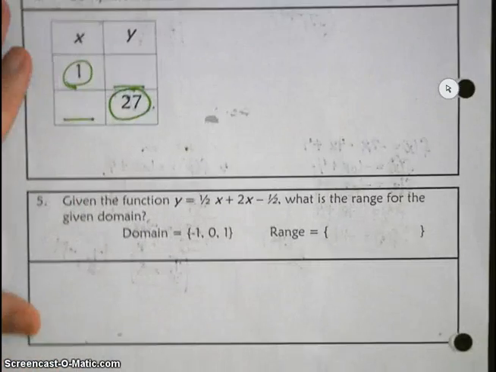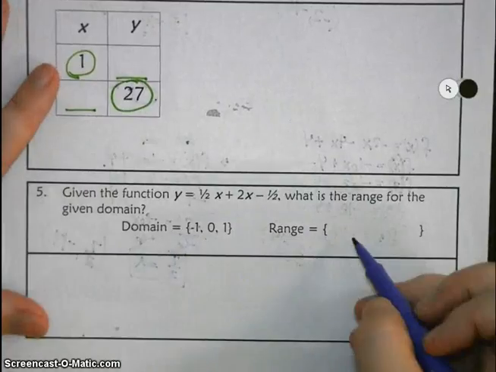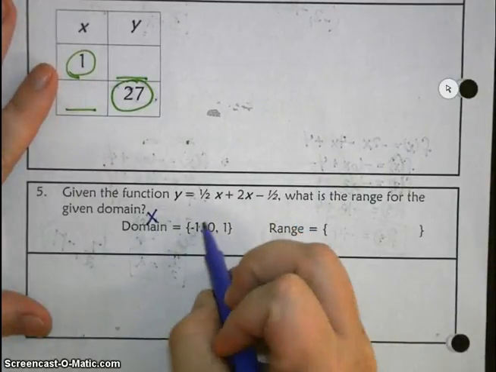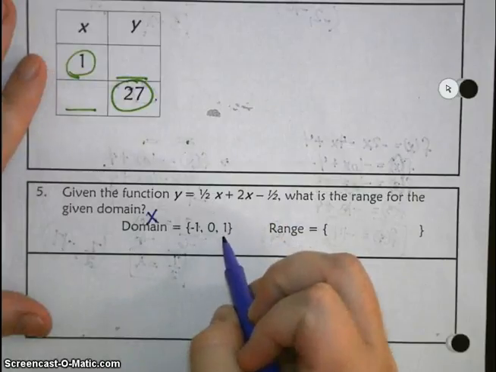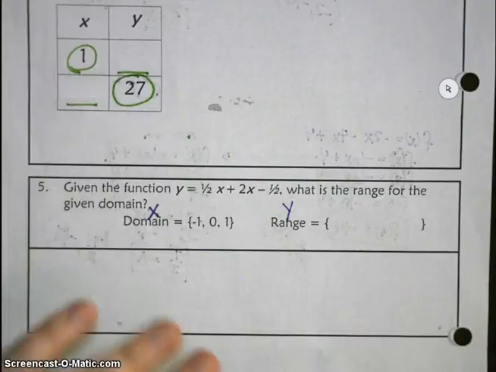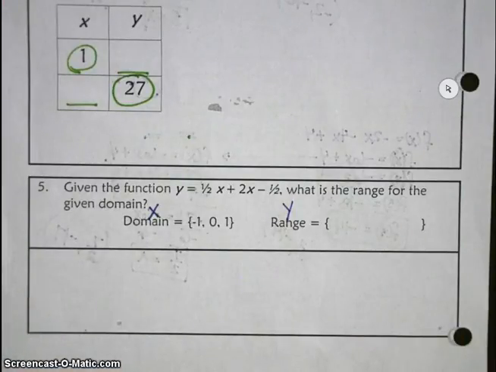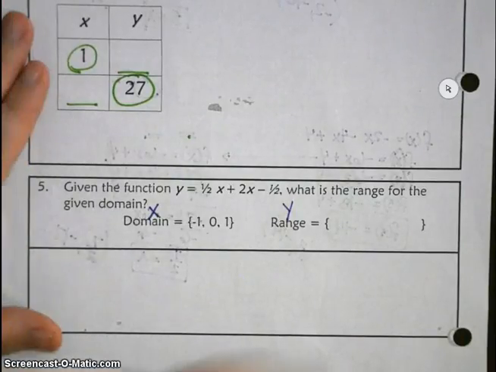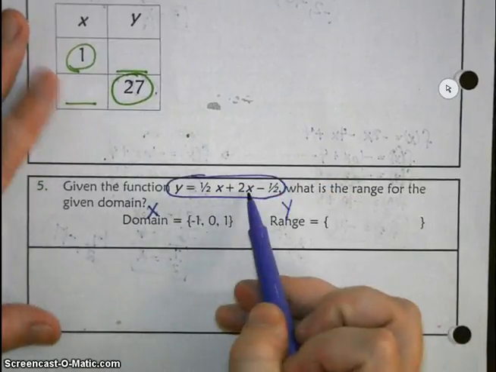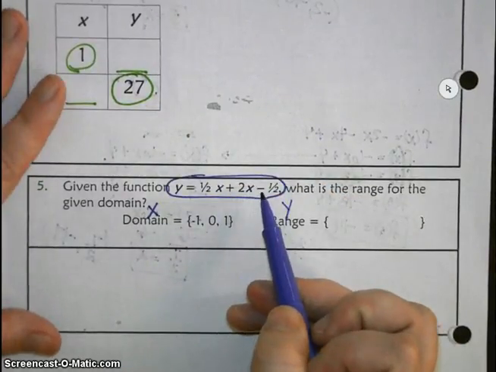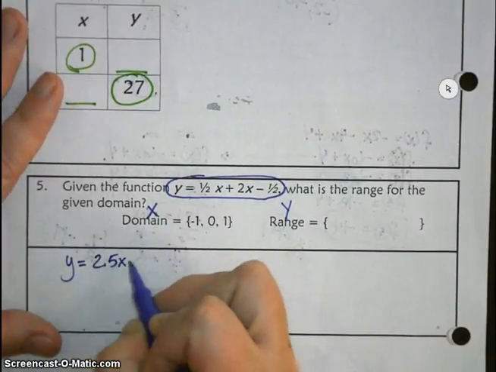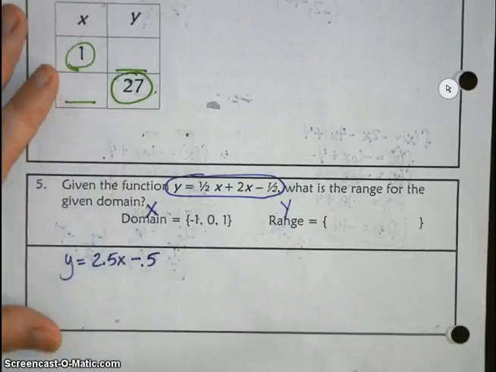On the last one, they're giving me the domain and asking me to find the range. If they give me the domain, I plug in these values for x one at a time. However, if they give me the range, I plug in the y values for y and solve one at a time. It's very important that you pay attention to what they're asking for. Before I do anything, I'm going to clear this up a little bit. So 1/2 x plus 2x is 2.5x. So I'm going to say y equals 2.5x minus 1/2, which is 0.5.